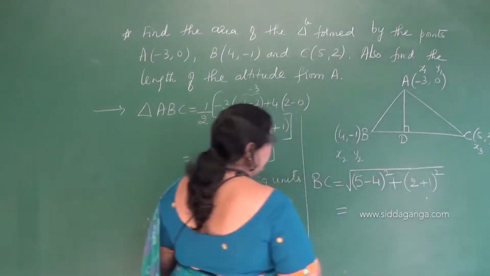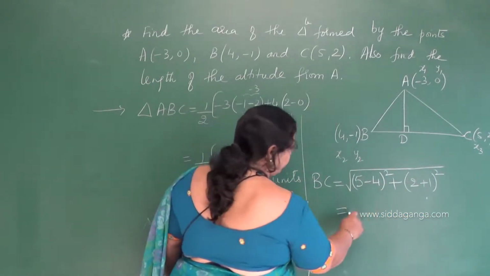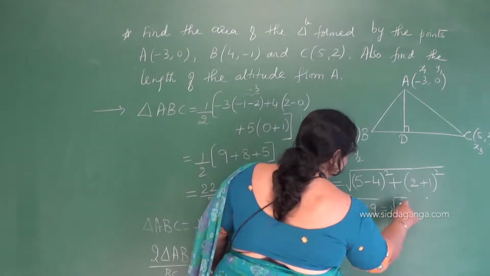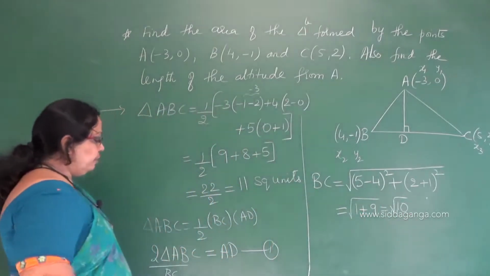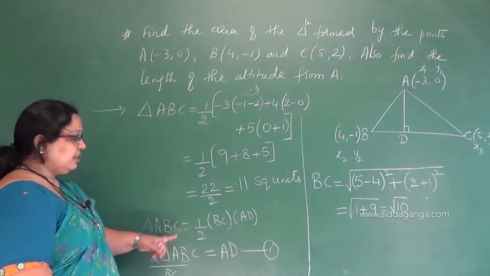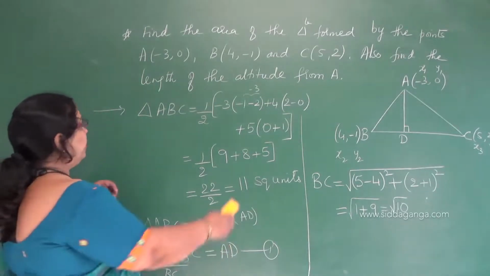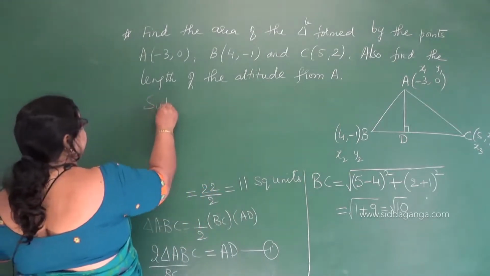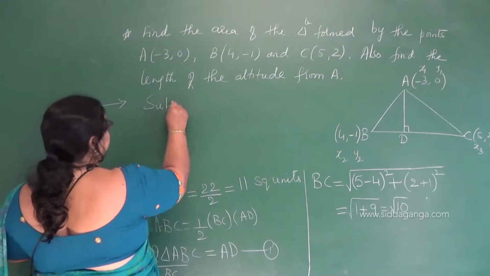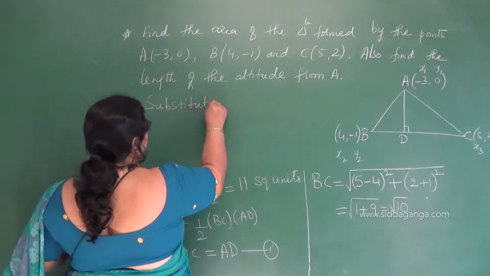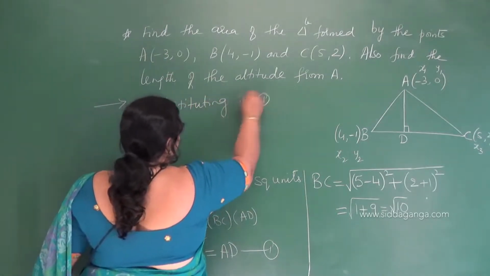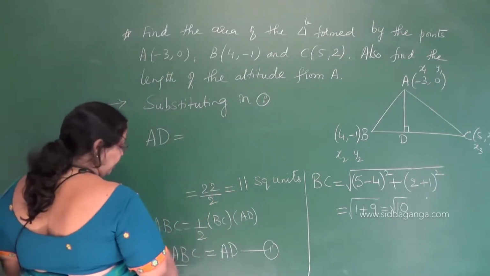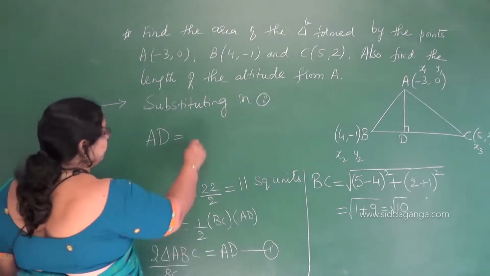Now this is equal to, 5 ಅಲ್ಲಿ 4 ಹೋದ್ರೆ 1 ಉಳಿಯುತ್ತೆ, 1 ಸ್ಕ್ವೇರ್ ಅಂದ್ರೆ 1, 3 ಸ್ಕ್ವೇರ್ ಅಂದ್ರೆ 9, that is equal to root 10. So BC ಗೊತ್ತಿದೆ, ಏರಿಯಾ ಗೊತ್ತಿದೆ, ಇದನ್ನ ಈಕ್ವೇಶನ್ ಗೆ ಸಬ್ಸ್ಟಿಟ್ಯೂಟ್ ಮಾಡ್ಕೋಬೇಕು. So therefore, substituting in equation 1 we get AD length is equal to, ಇಲ್ಲಿದೆ ನೋಡಿ, ಇದಕ್ಕೆ ಹಾಕಿ 2 into area of the triangle.